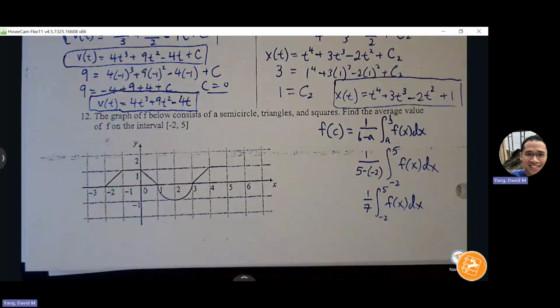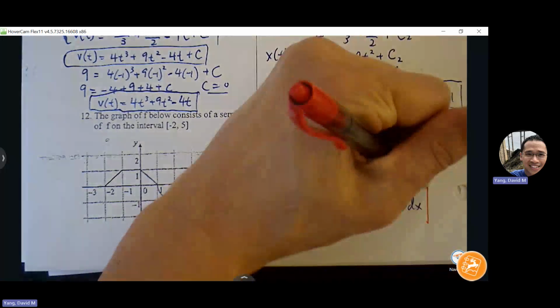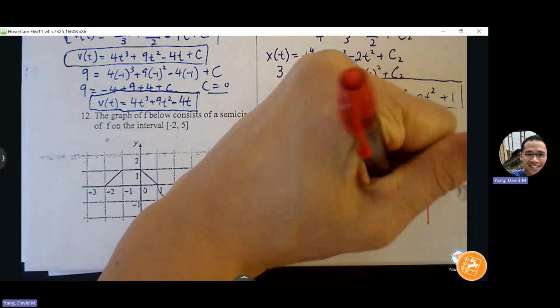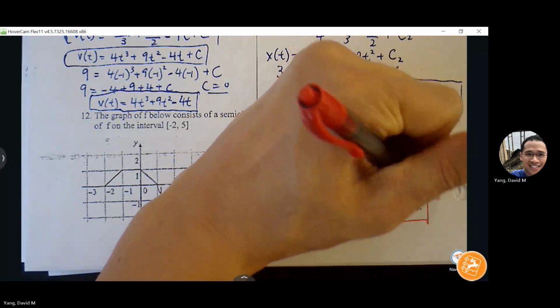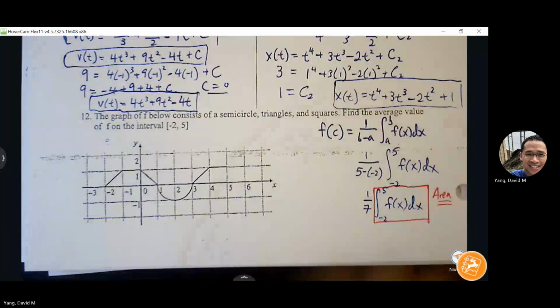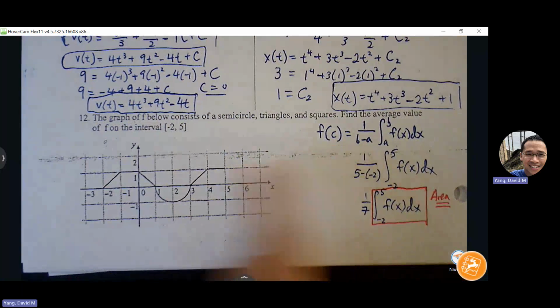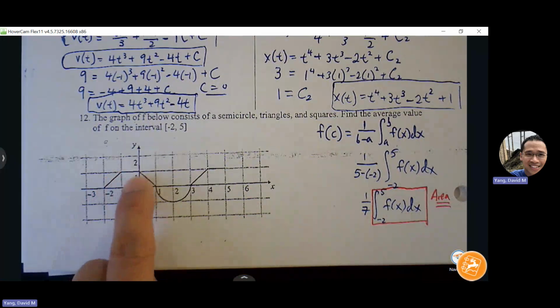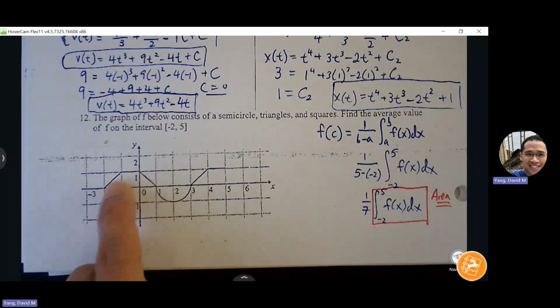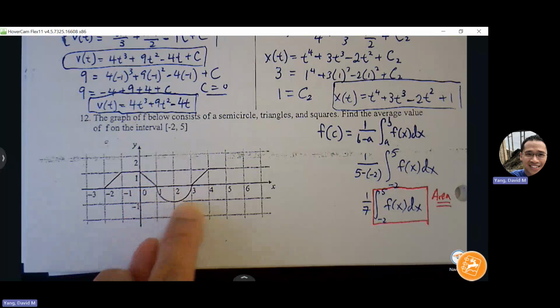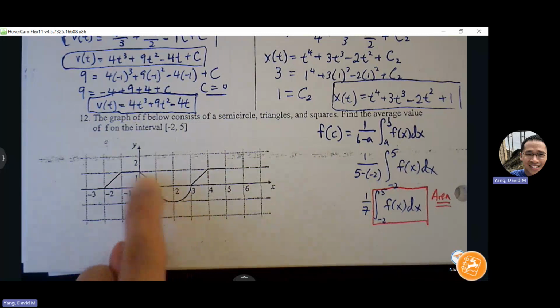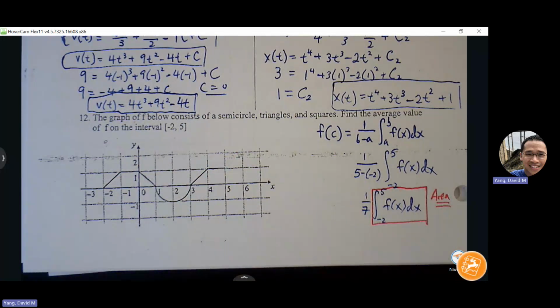So the 1/7 is the width component. This is the area component. And we're going to pull the area from the graph. So once you get the area component, don't forget about your width, because you're trying to find the average height. So basically, all these graphs have different y values. Well, some of it staying the same, but if we were to average out all these different y values, what is the average height? That's what we're looking for, the average height.